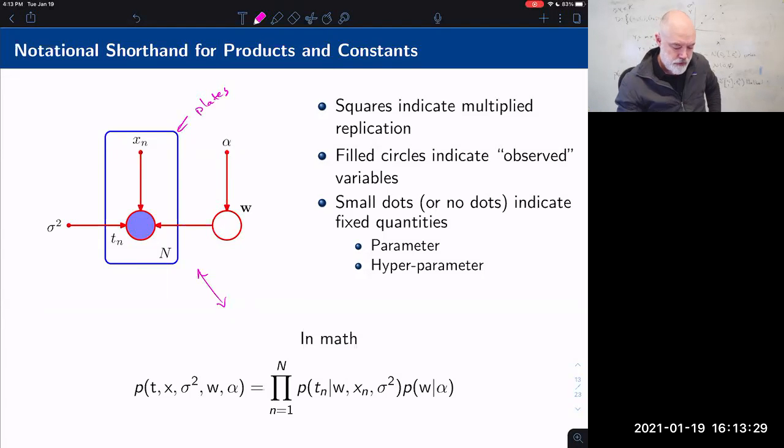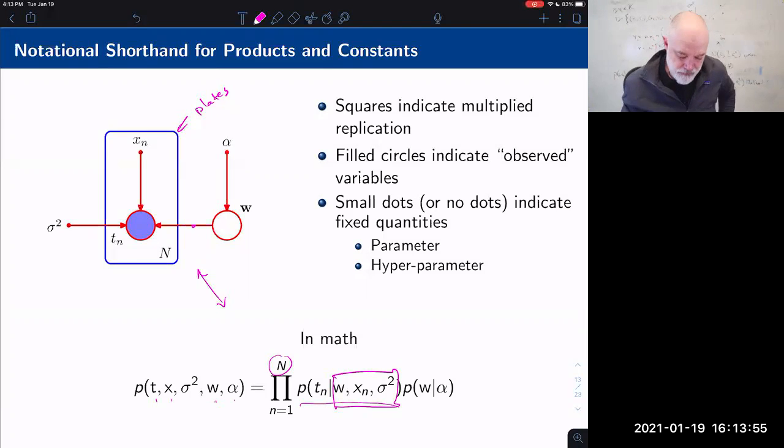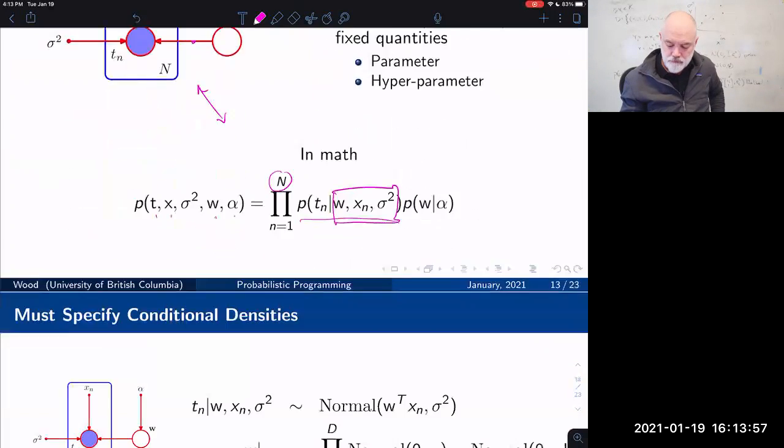Okay, so here we have a vector of t's, a vector of x's, some sigma squared, a quantity alpha w, and there are n random variables in the plate. There's the product over n of a bunch of conditional probabilities. Note that these arrows connect to all of the children.